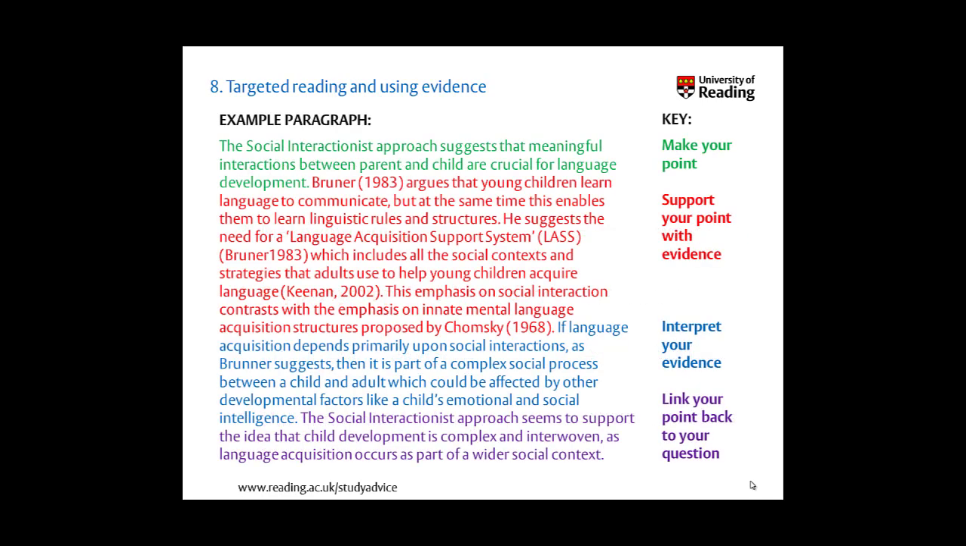Here is an example of what a paragraph from Lewis's essay might look like, containing all of the different elements highlighted in the different colours. You can pause the tutorial at this point and look at the example in more depth if you would like to.